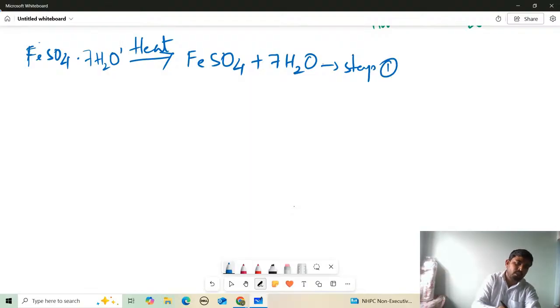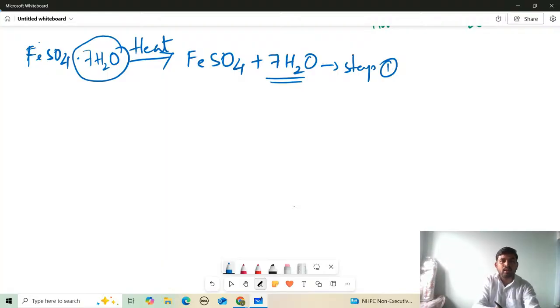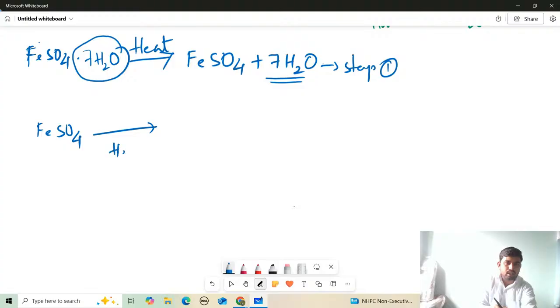FeSO4 has seven water molecules along with it, and they get separated when a small amount of heat energy is supplied to this compound. Afterwards, FeSO4 on heating, again supplying heat energy, produces Fe2O3 plus SO2 plus SO3 gas.